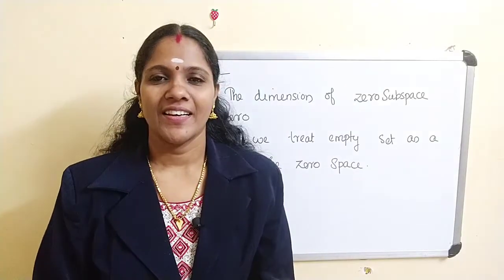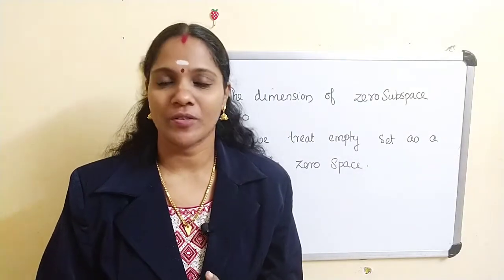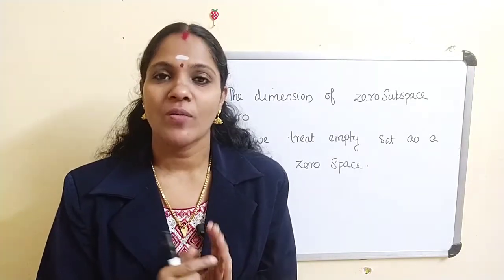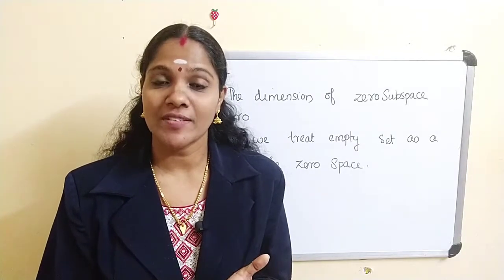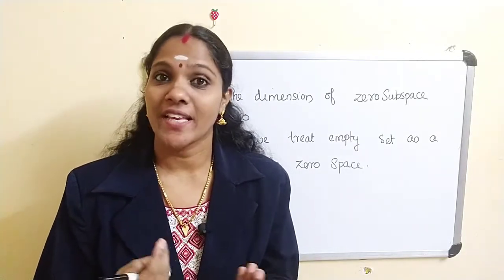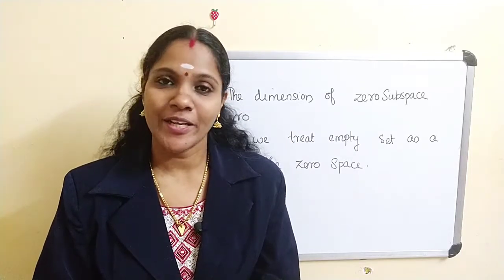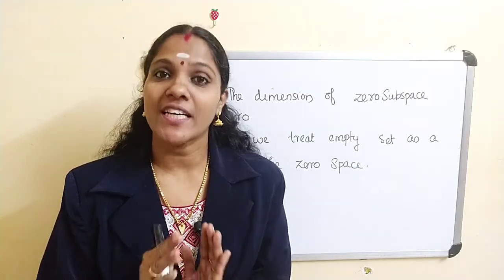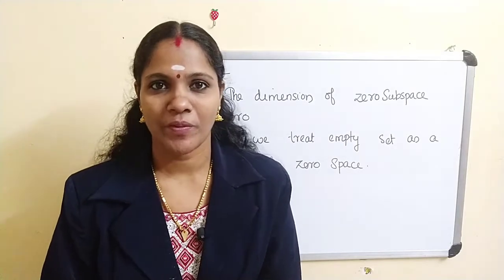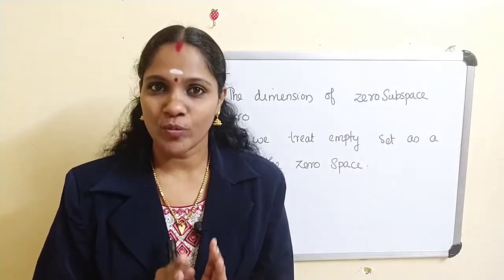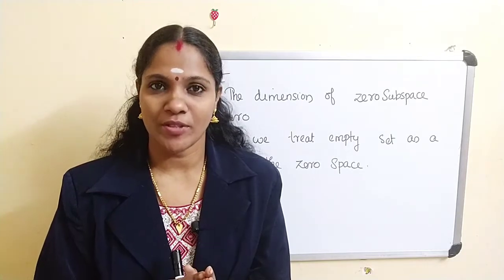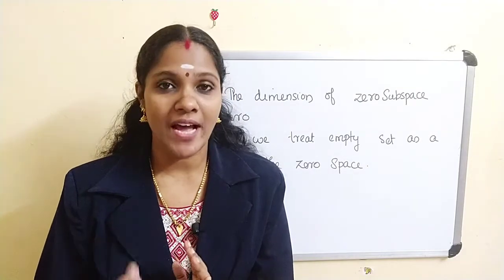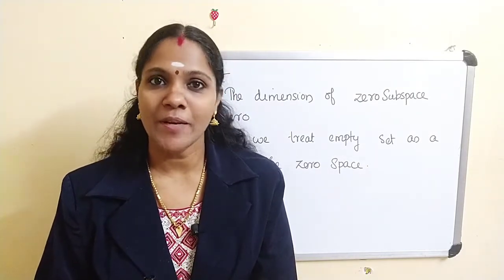Now what about the dimension of the zero subspace? Suppose V is a vector space; the zero subspace means the set {0}. The zero subspace itself contains 0, and any set which contains 0 is linearly dependent. So what do we do? The assumption is that the dimension of the zero subspace is 0. Why? What is dimension? It is the number of elements in the basis. What is a basis? A set which spans the space and is also linearly independent.